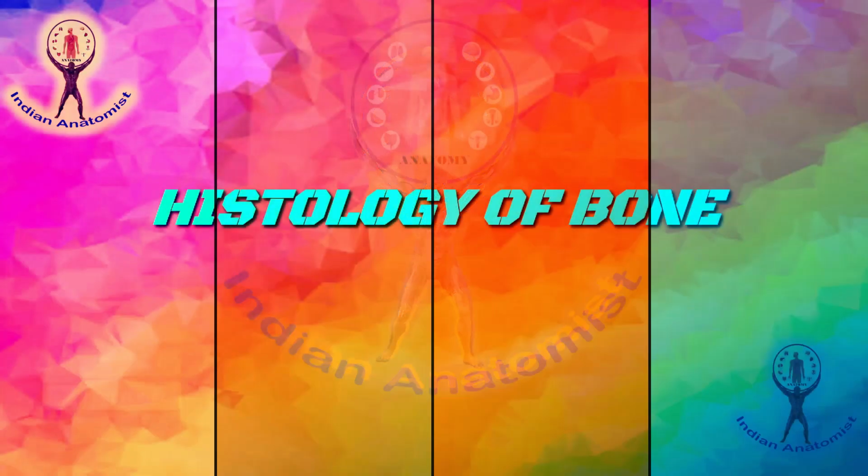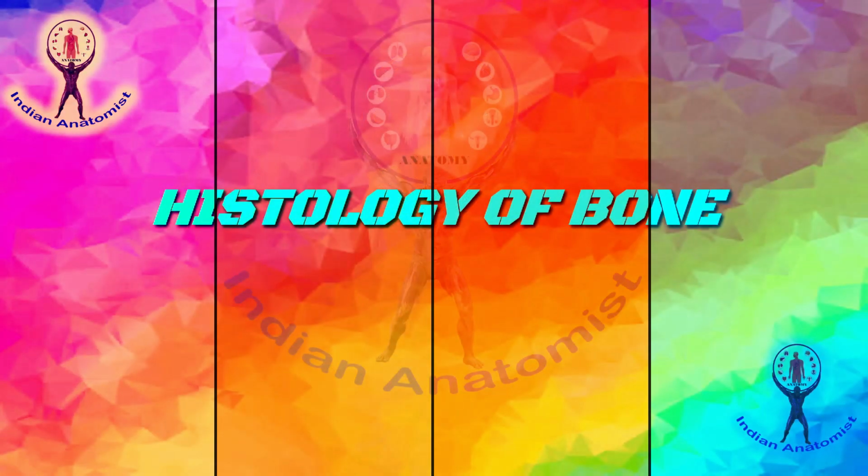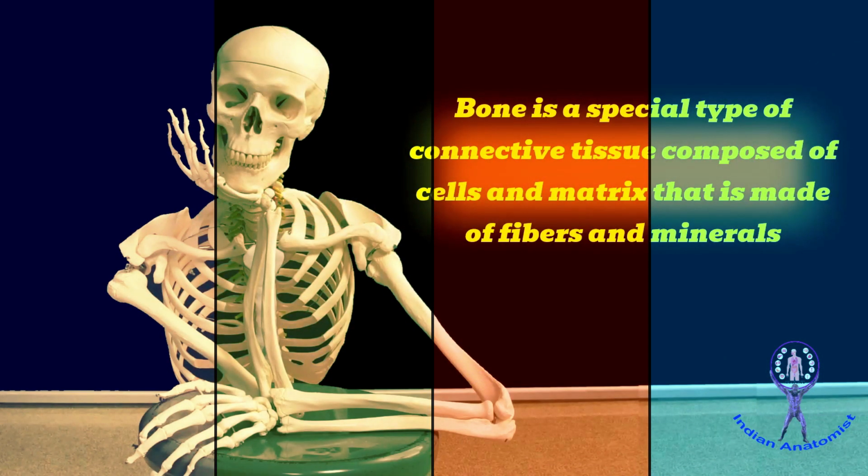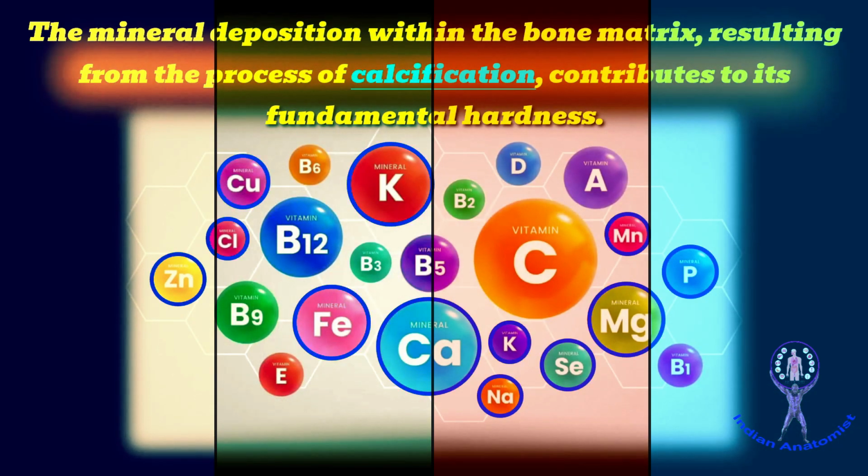In this video, we'll discuss the histology of bone. What is bone tissue? Bone is a special type of connective tissue composed of cells and matrix that is made of fibers and minerals. The mineral deposition within the bone matrix, resulting from the process of calcification, contributes to its fundamental hardness.